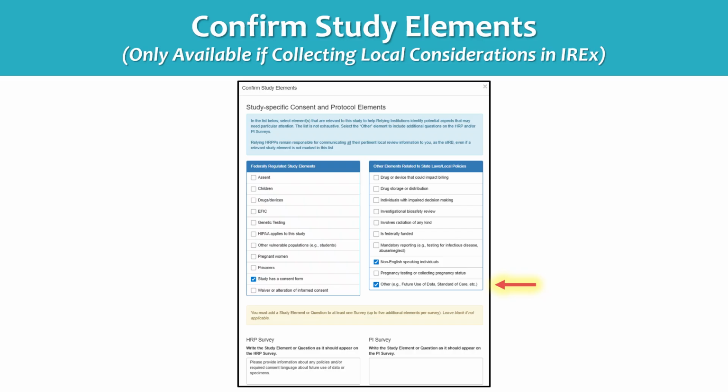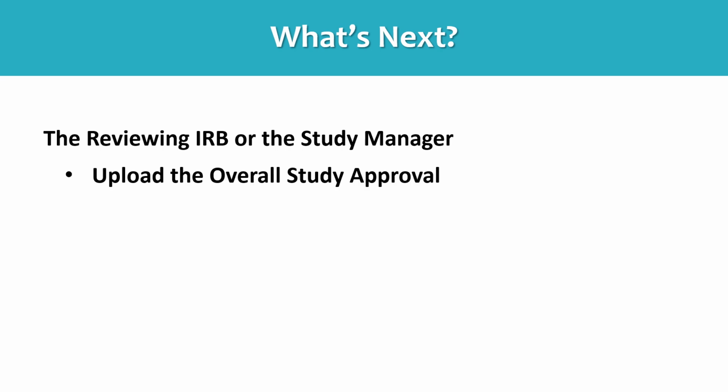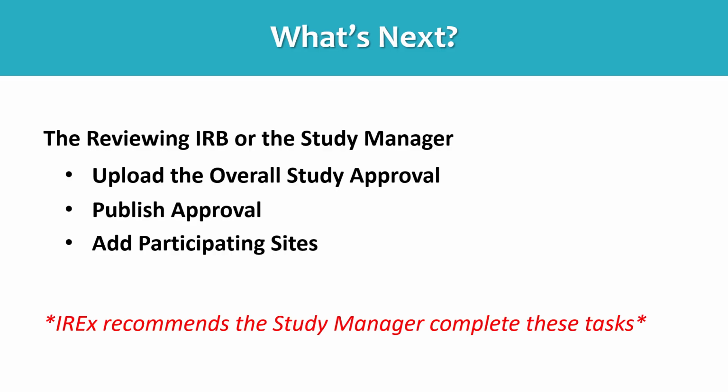Elements may be edited as needed each time a study-wide amendment approval is uploaded into IREx. For more information on how this feature works, please view the Automating Local Considerations overview. Study setup is now complete. What happens next? The reviewing IRB or study manager can upload the overall study approval, publish the approval, thereby making study documents visible to relying sites once they have access to the study in IREx, and add participating sites. To help reduce the SIRB burden, IREx recommends the study manager complete these tasks.